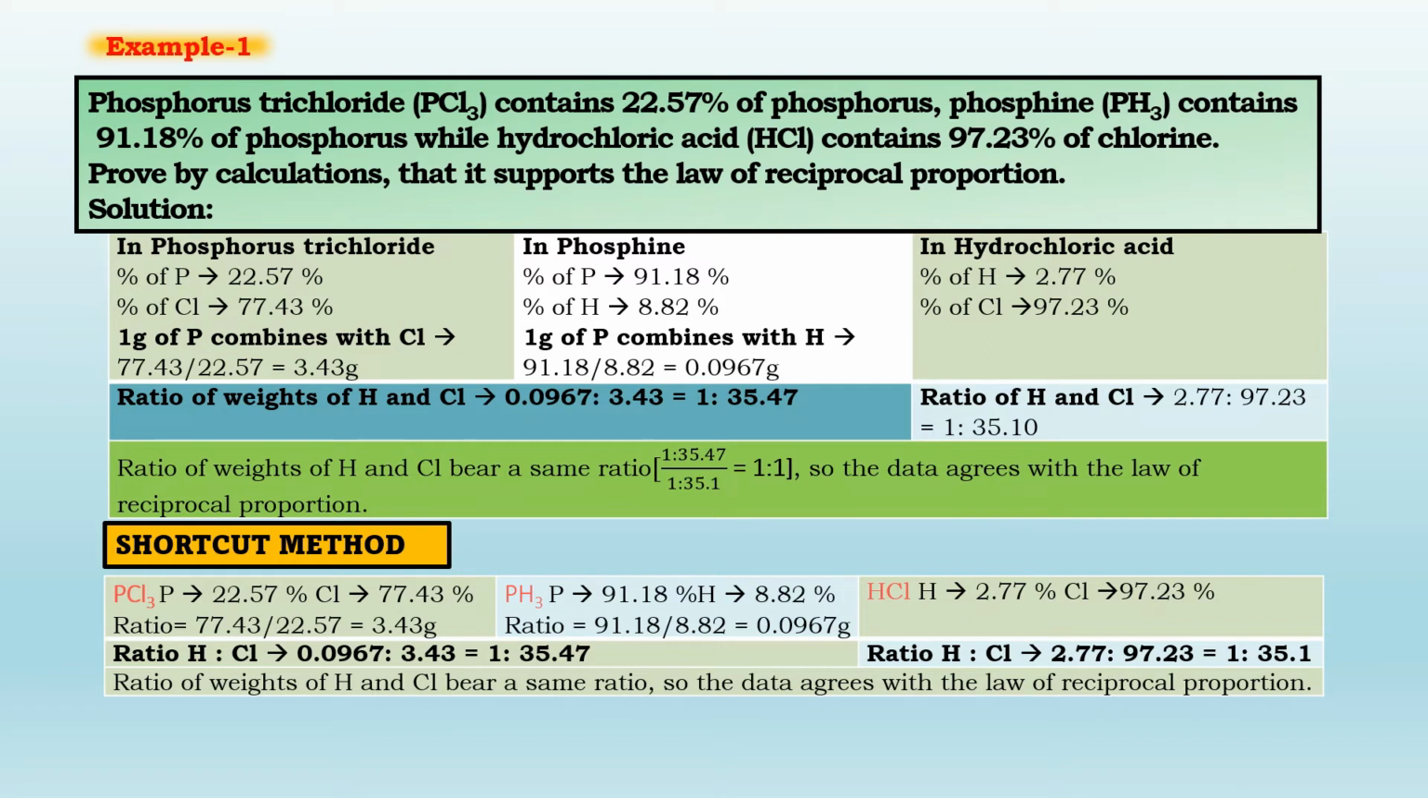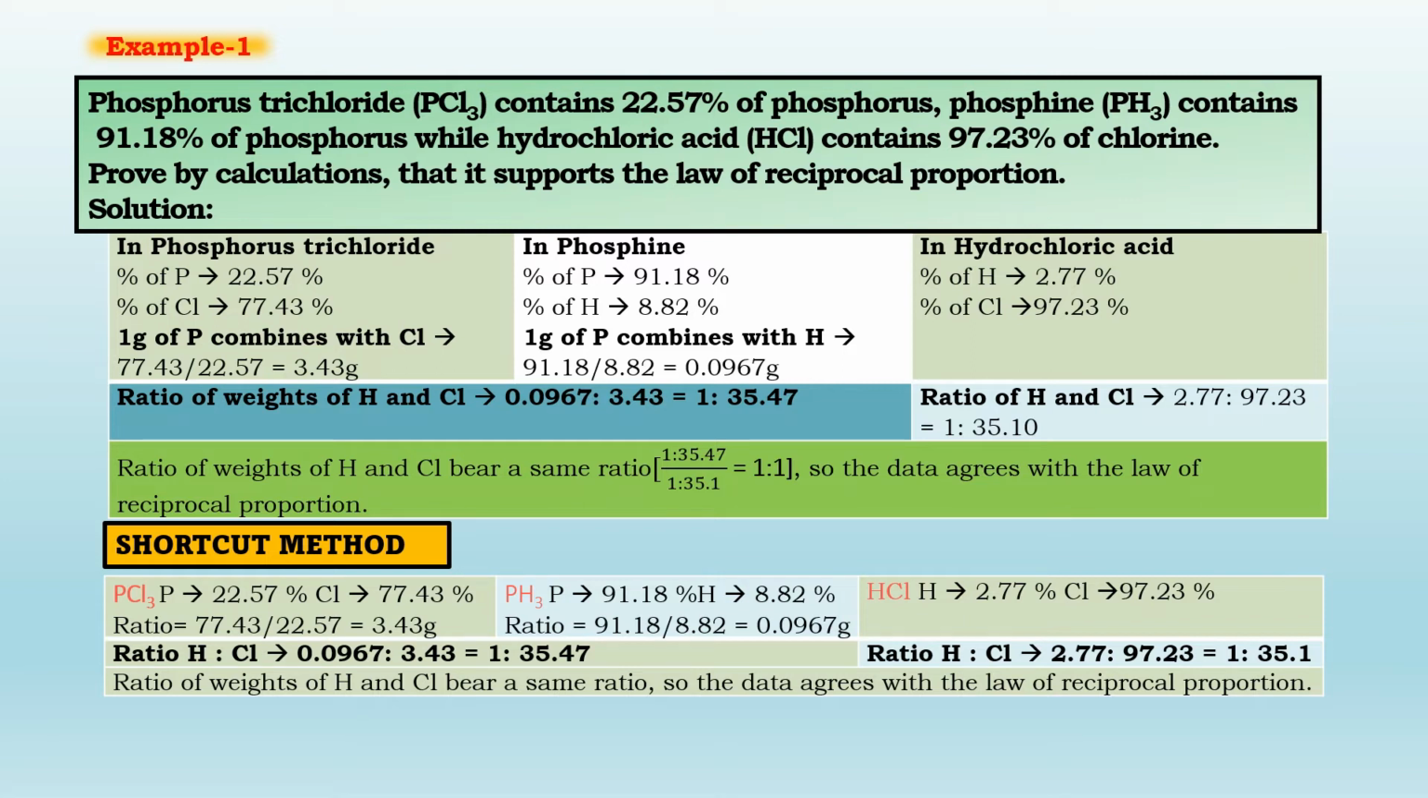In hydrogen chloride, percentage of hydrogen is equal to 2.77 percent. Percentage of chlorine is equal to 97.23 percent. Ratio of hydrogen and chlorine is equal to 2.77 is to 97.23, which is equal to 1 is to 35.10. Ratio of weights of hydrogen and chlorine bear a simple ratio, that is equal to 1 is to 35.47 divided by 1 is to 35.1, that is equal to 1 is to 1. So the data agrees with the law of reciprocal proportion.